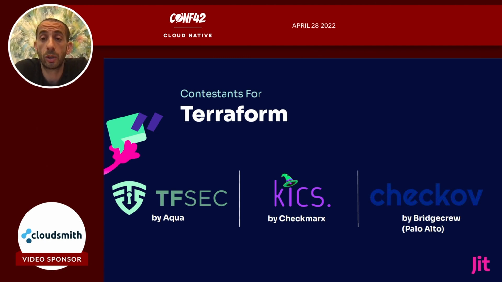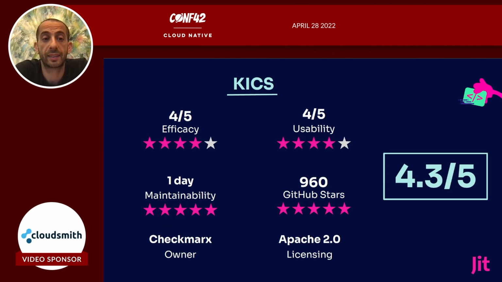But we decided to go with KICS, and that is for two reasons. First, KICS has an exceptional detection rate that we loved. The other reason is that it includes an indication of severity, which is very useful for prioritization for DevOps people who are not security experts. So the indication of severity was, for us, an important property of KICS.